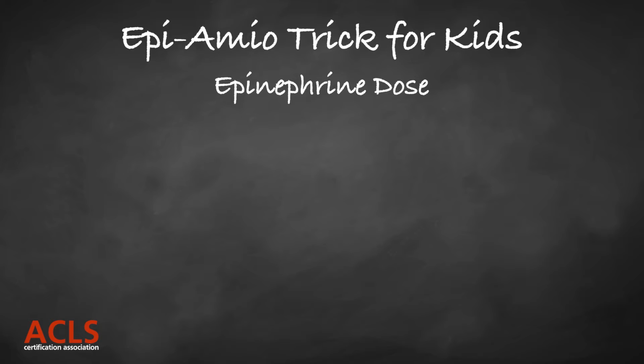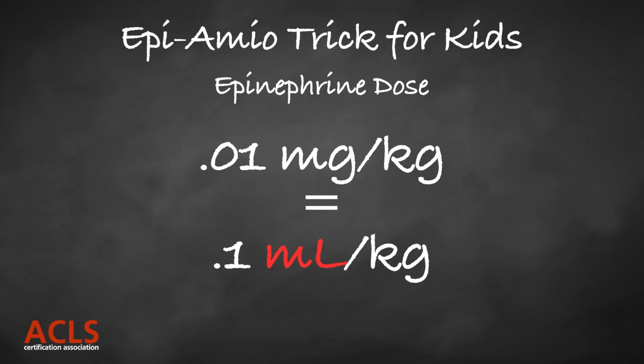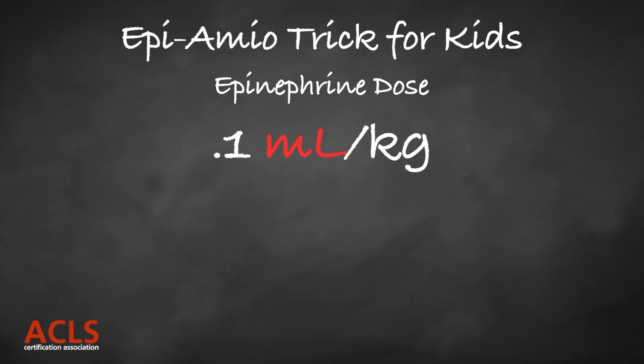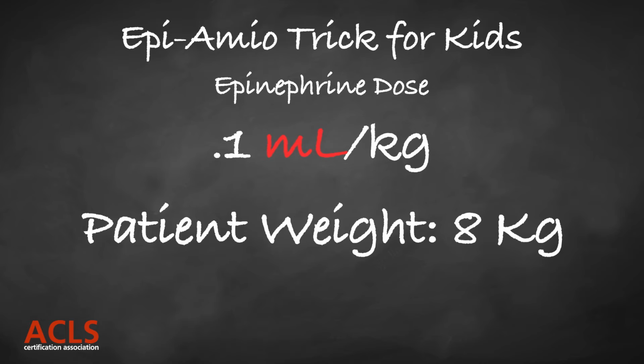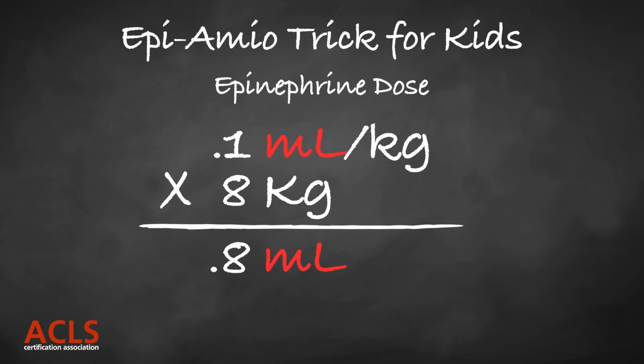Now, epinephrine dose, the first dose is 0.01 milligrams per kilogram. Now that's the same as 0.1 mLs per kilogram. So let's say your pediatric patient weighs 8 kilograms, right? So that 0.1 mLs per kilogram, you're going to draw up 0.8 mLs of 1 to 10,000 epinephrine, and that's your first dose of epinephrine.